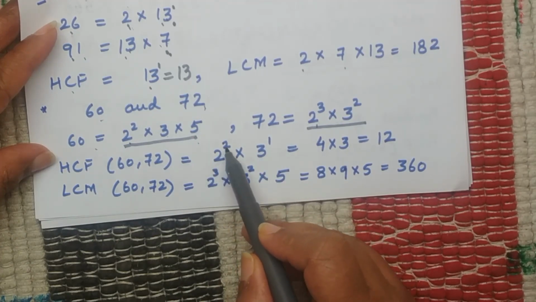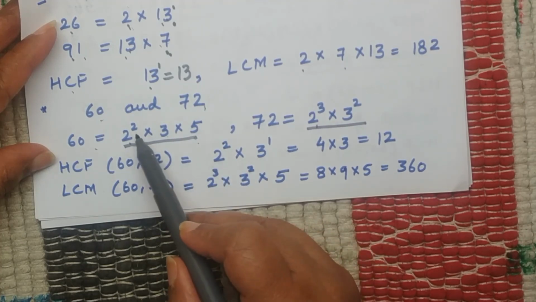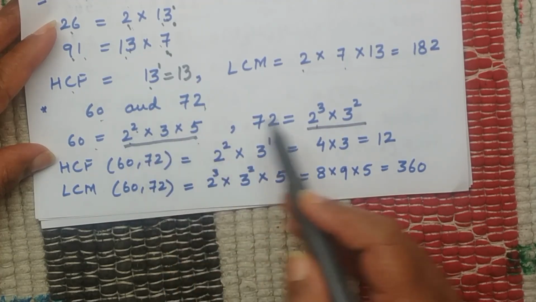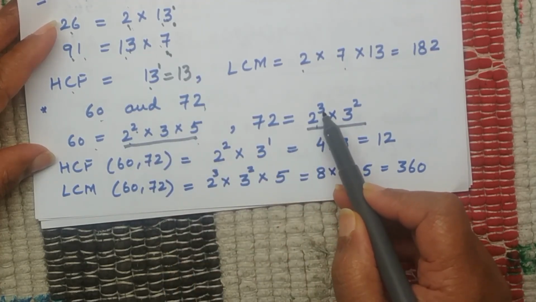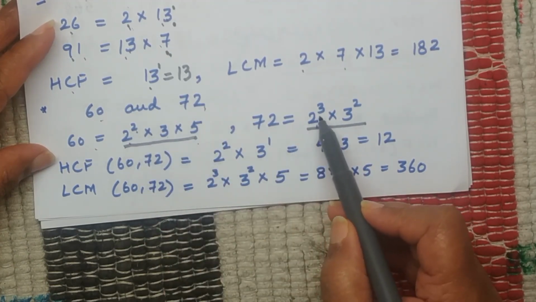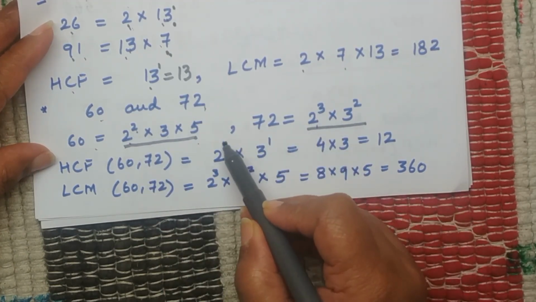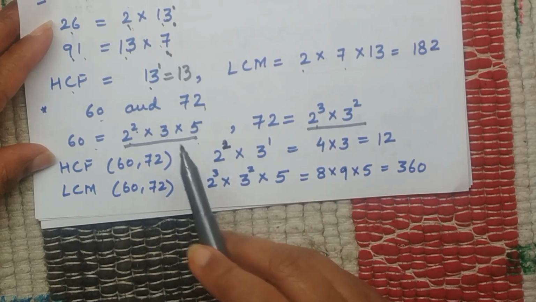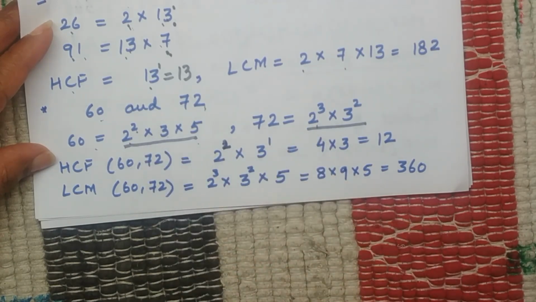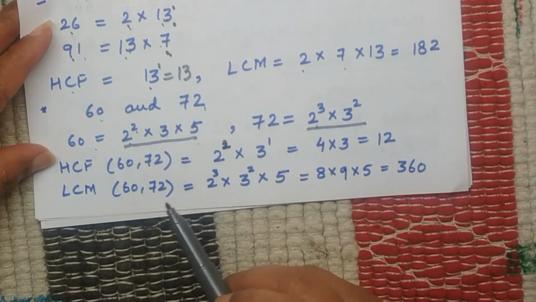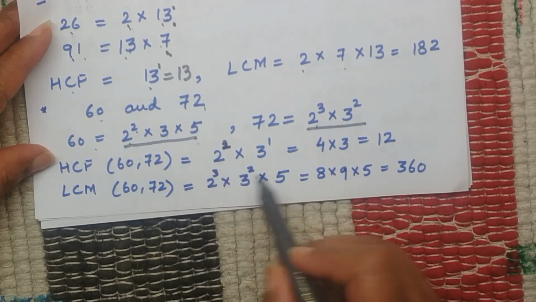Now we need to raise 2 to some power. And what is the power? Here in 60, 2 raised to power 2. And in 72, 2 raised to power 3. Now which is smaller out of 2 and 3? 2. So we will raise 2 to the power 2. So common factor raised to the smallest power for the HCF.